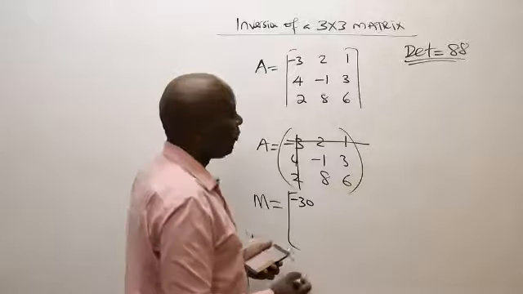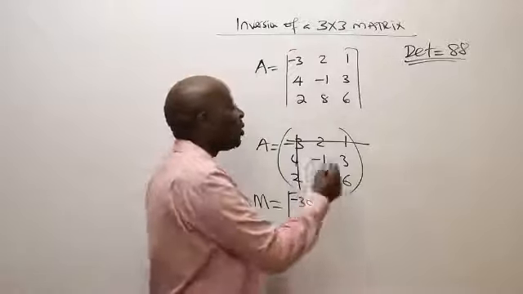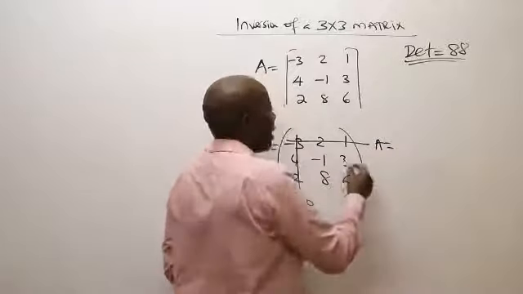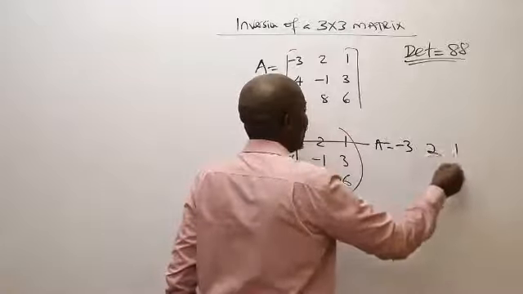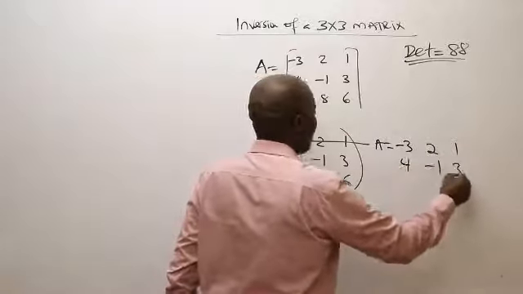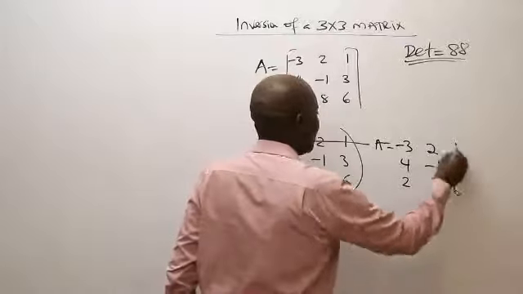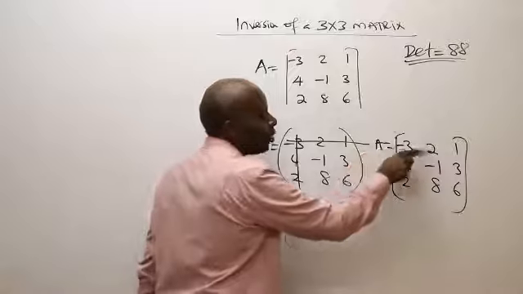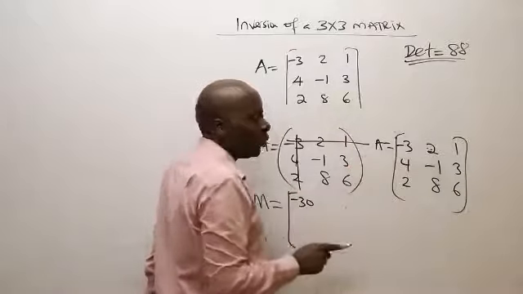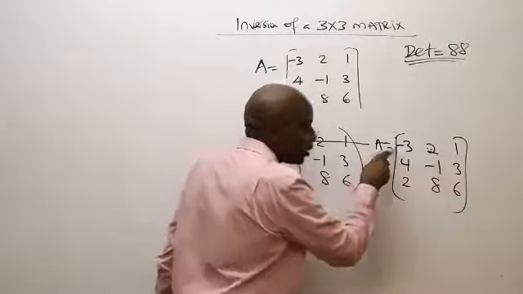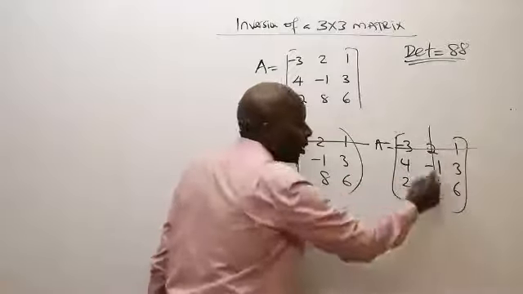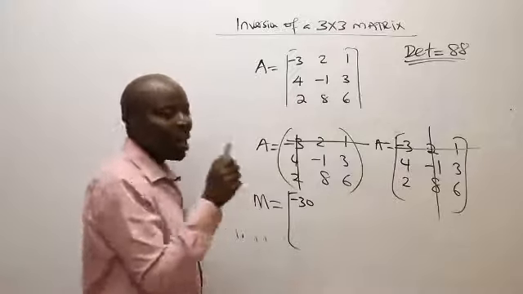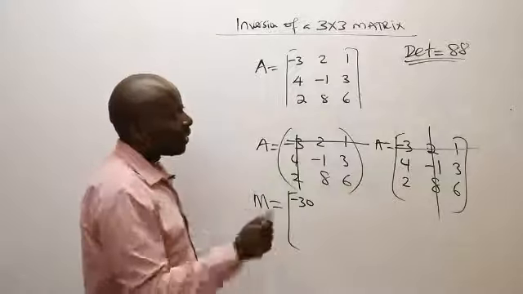Now, if you wish, before you get used to it, you can keep on writing this matrix as many times as possible. So like now we have here A is minus 3, 2, 1. We have 4, minus 1, 3. We have 2, 8, vis-a-vis 6. If they want me to give them the minor element of this second value, what will I do? I will hide it row-wise. And then I hide it column-wise.